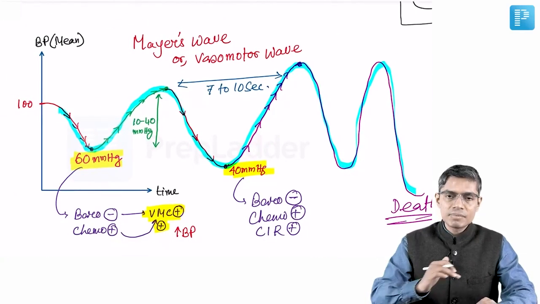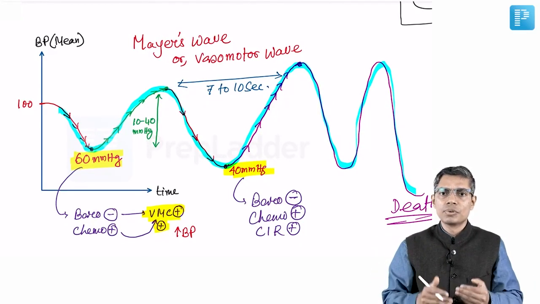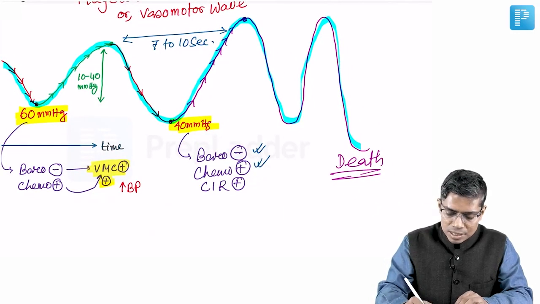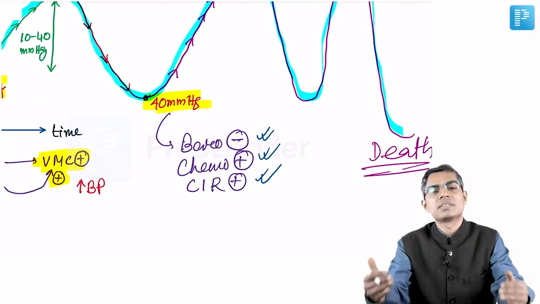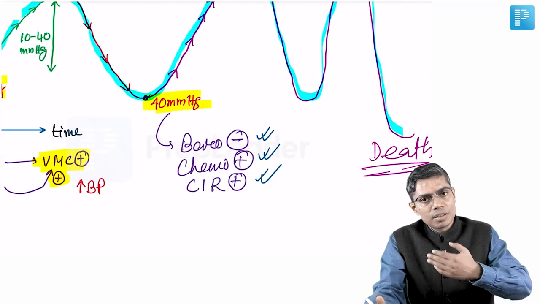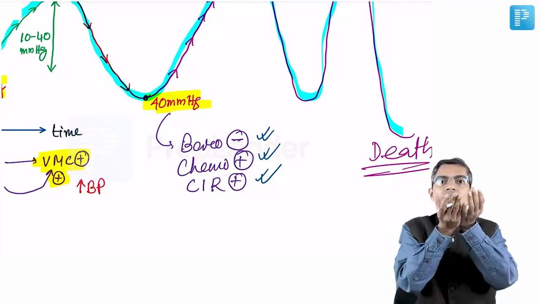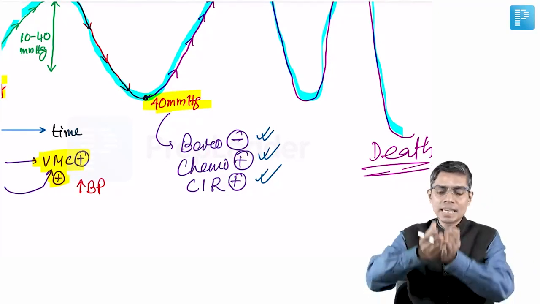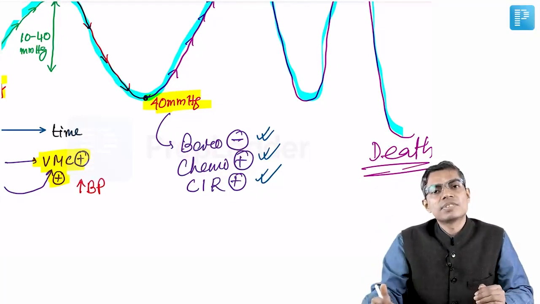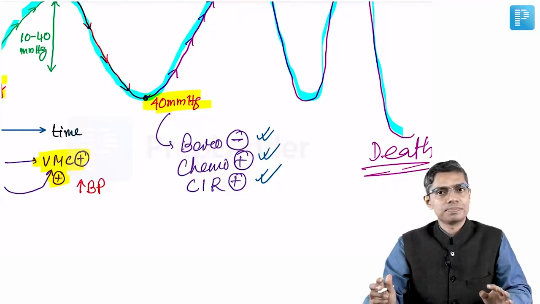So Mayer's wave is nothing but fluctuation of blood pressure. And why is this fluctuation occurring? Which receptors are helping in this fluctuation? Baroreceptor, chemoreceptor, CNS ischemic response. These are the three reflexes which are causing fluctuation of this blood pressure. Whenever your blood pressure is continuously going down, down, down, this system is trying to raise your blood pressure. Again, your blood pressure is going down. Again, this system is trying to raise. And this way, before death, the blood pressure fluctuation wave is known as Mayer's wave. Okay, that is Mayer's wave.